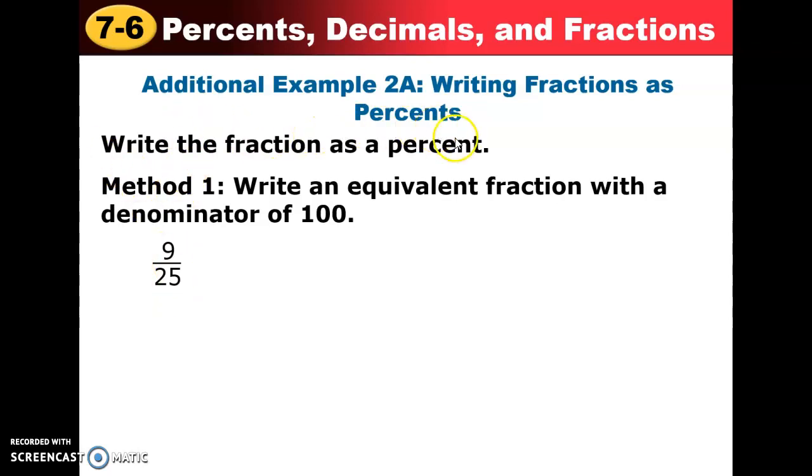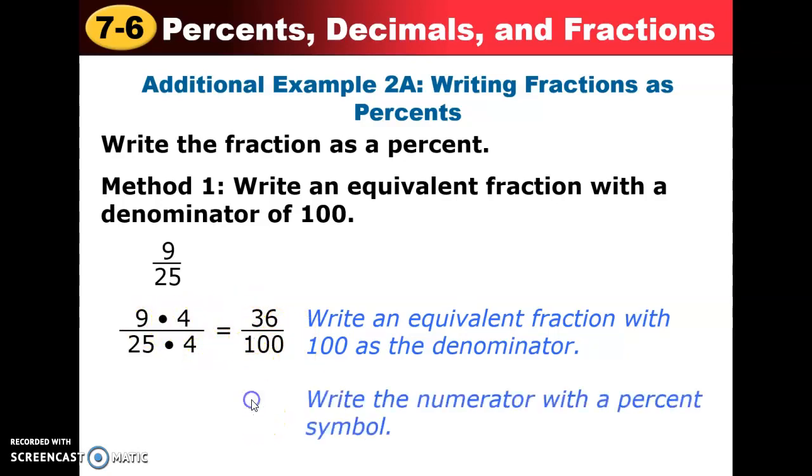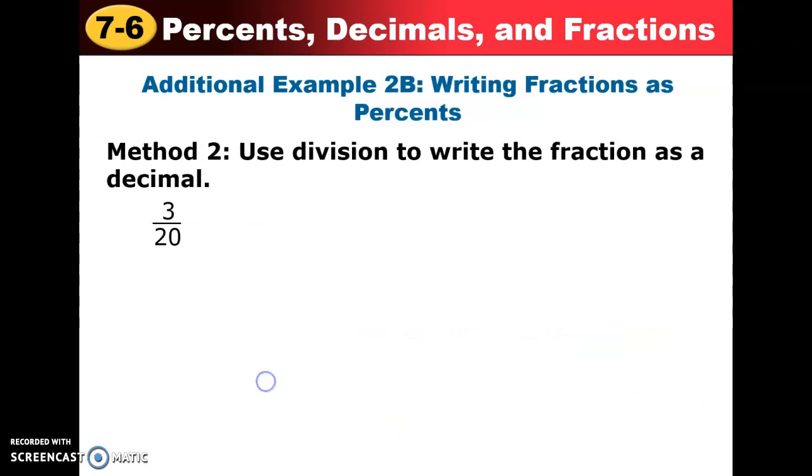So what I want to do is write this fraction as a percent. 25 luckily does easily change into 100. If I multiply the numerator and denominator by 4, I get a denominator of 100. Okay, and then 9 times 4 is 36. So this is 36%. That's an easy one because the 25 can easily change into 100.